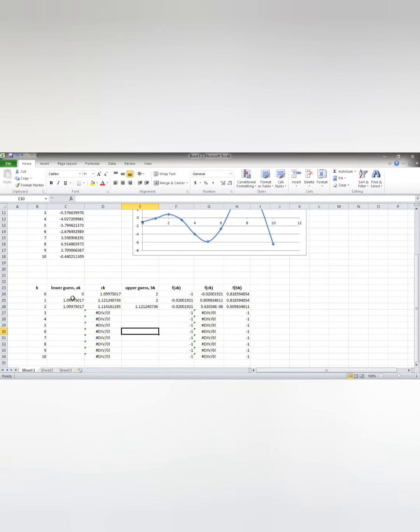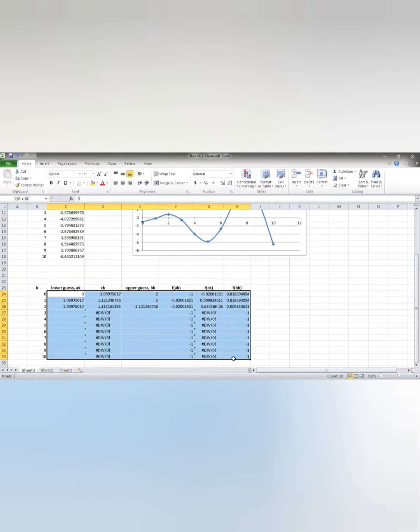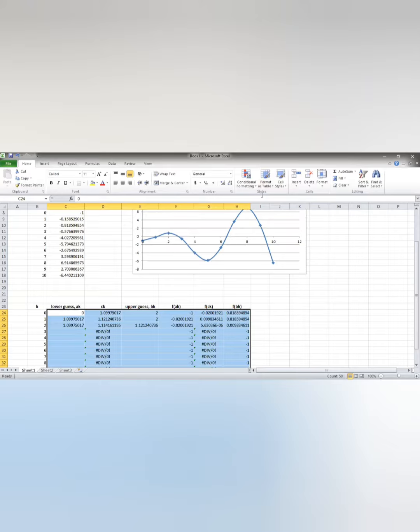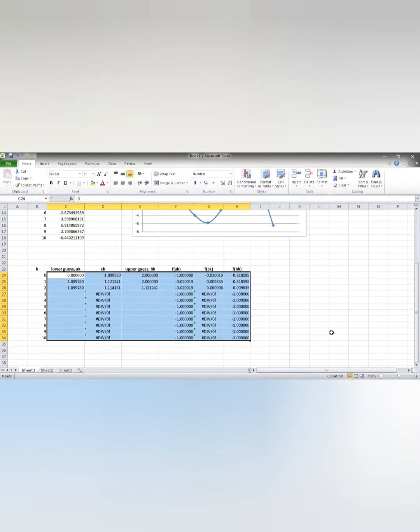Okay, we have to set this one up to 6 decimal places. So up to 6 decimal places, the same as with the bisection method.